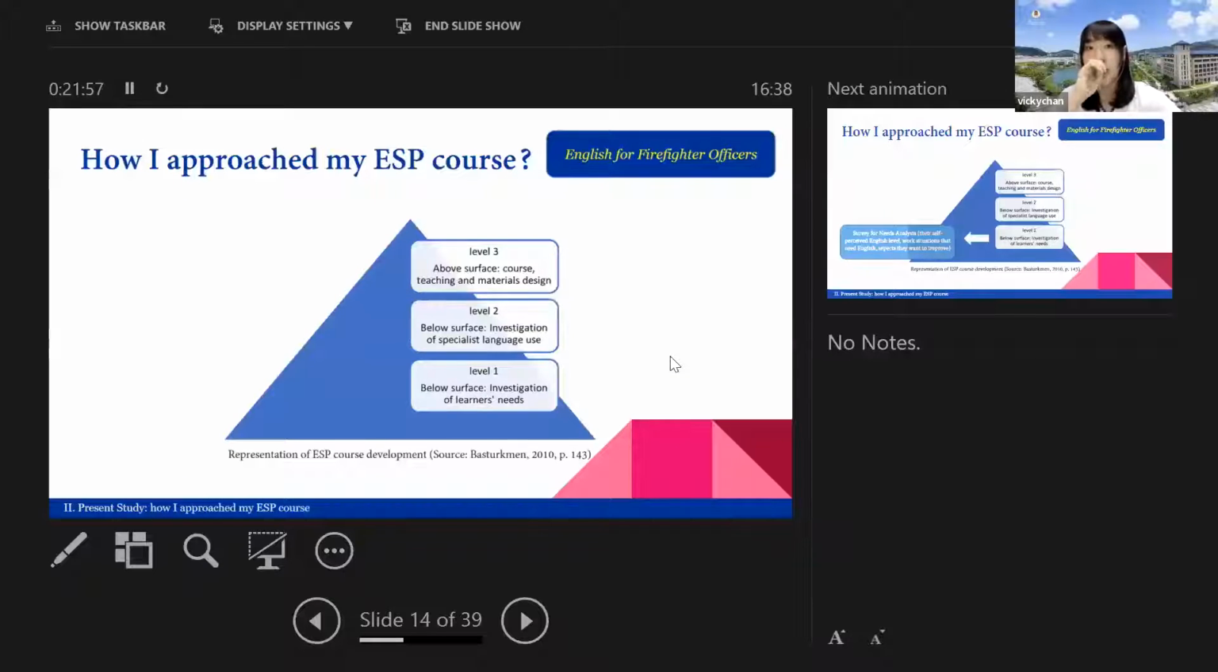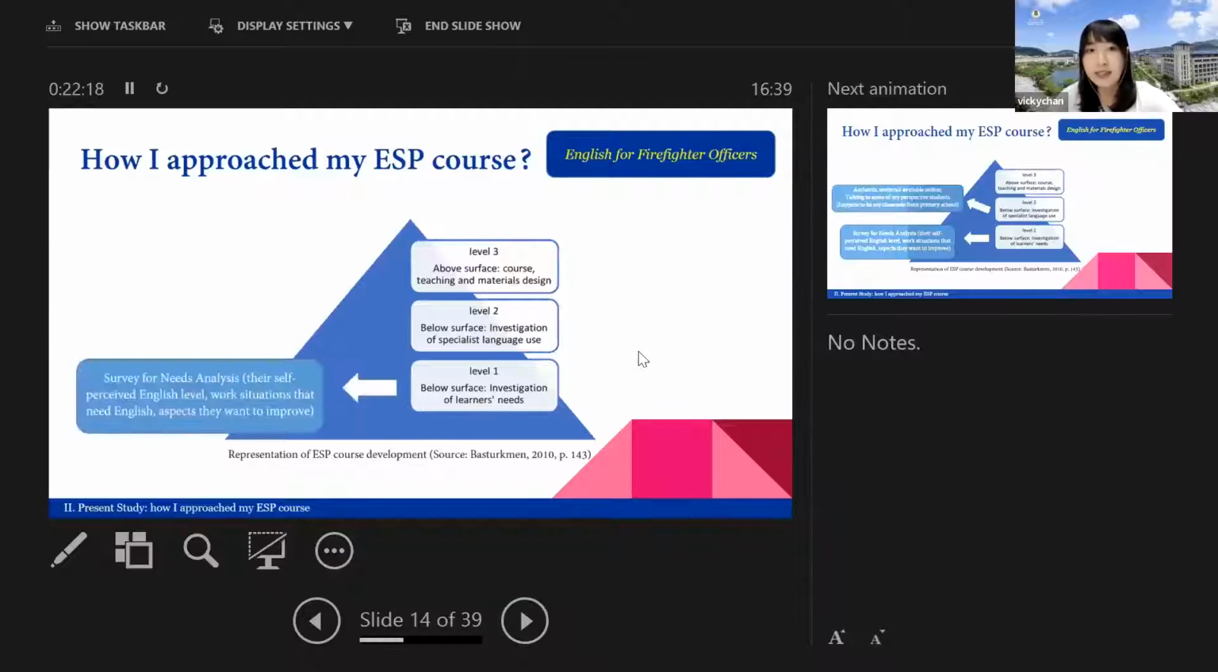And then how I actually approached my ESP course: basically I framed my course as English for Firefighter Officers. As you can see, I adopted a very, very highly narrow-focused ESP. And I basically followed Basturkmen's suggestions for the course development. So from level 1, I investigated students' needs.